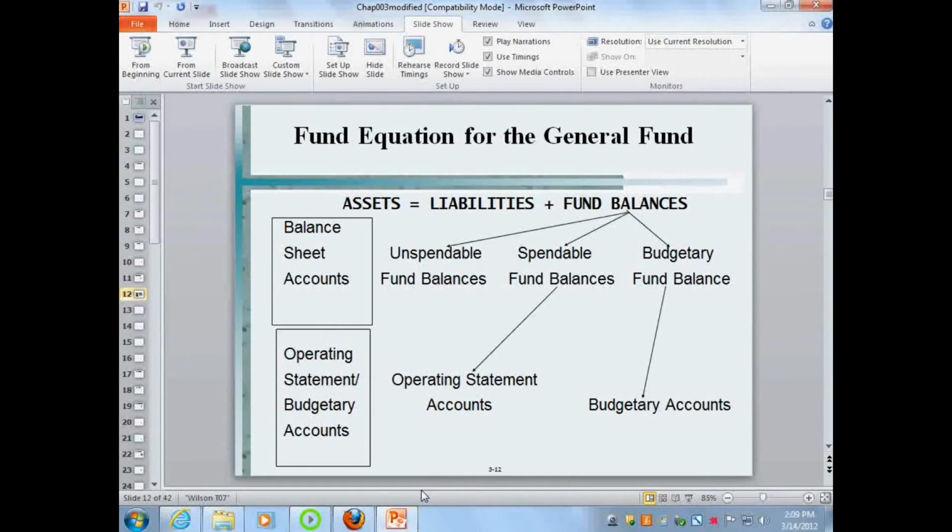Notice one thing. In all the accounting, we know you have what? Balance sheet accounts and operating accounts, which get closed at the end of the year, right? We're introducing a third set of accounts, which is what? Budgetary. So you have balance sheet accounts, you have operating accounts that get closed at the end of the year, and then you have budgetary accounts, which also get closed at the end of the year. Okay?